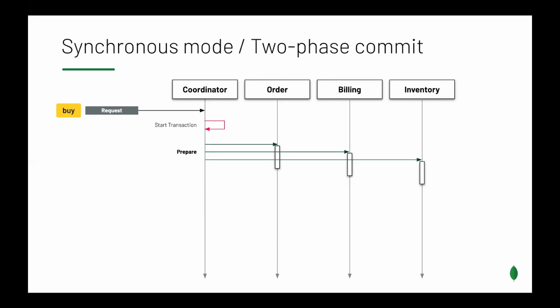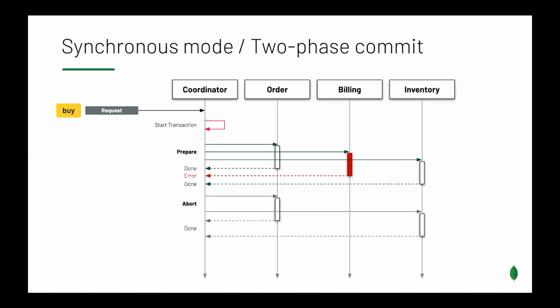Now let's take a look at how an error case will play out in two-phase commit. We are at the prepare step and billing returns an error, say due to lack of funds. The coordinator now sends an abort request to all the services except billing to discard the changes that were made during the prepare phase. It then ends the transaction and sends the error response.